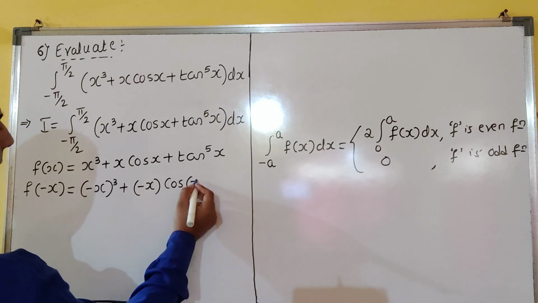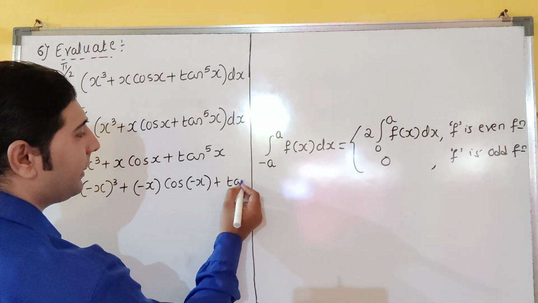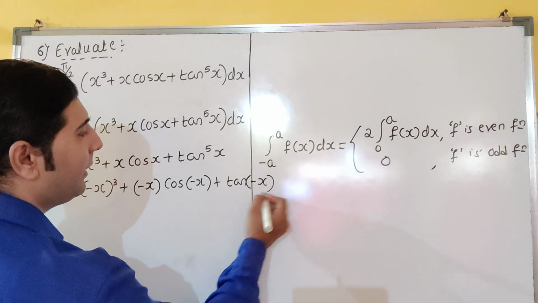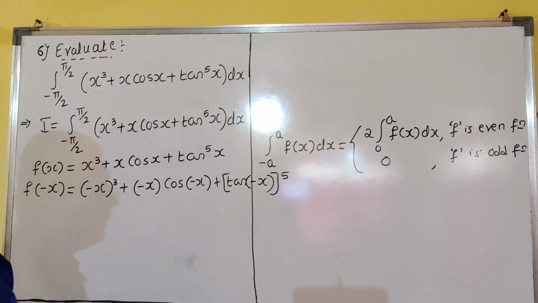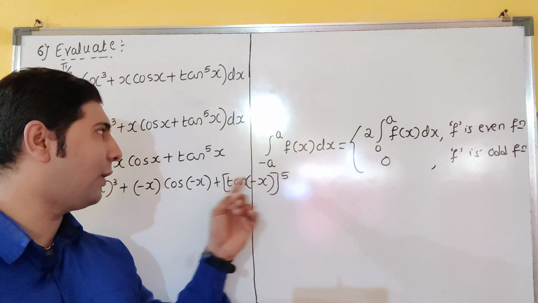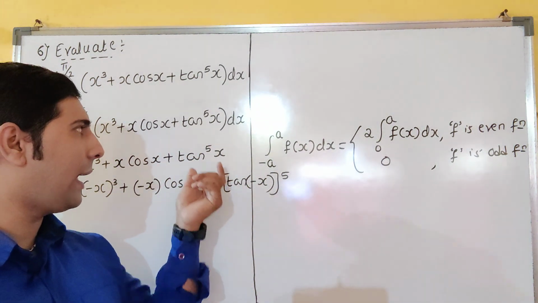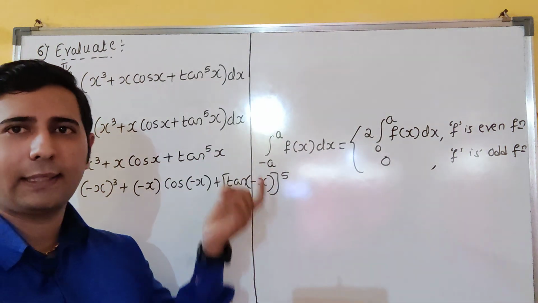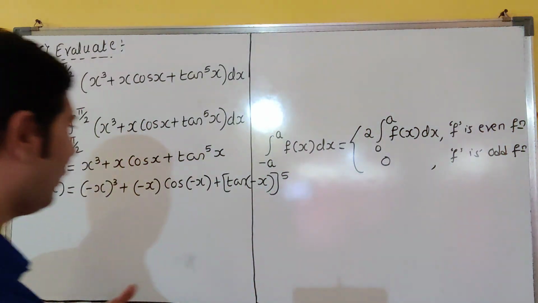Cos of minus x, tan raised to 5, again write like this, tan of minus x raised to 5. Will you agree? Just now we have told. So don't get confused. 5 is taken outside. Tan x raised to 5 or tan raised to 5x are both the same only, dear student. I hope no more explanation is required.